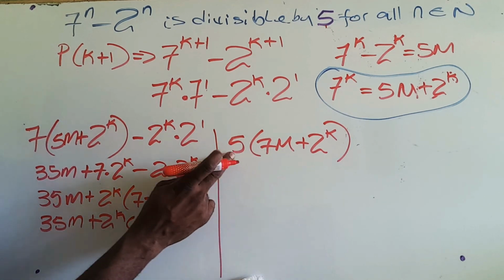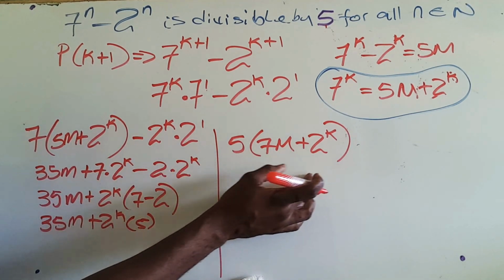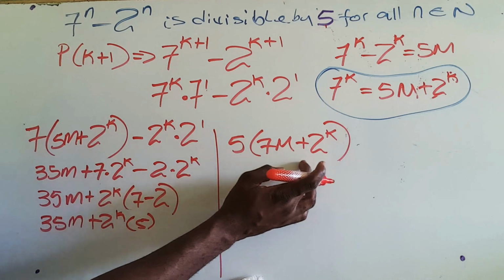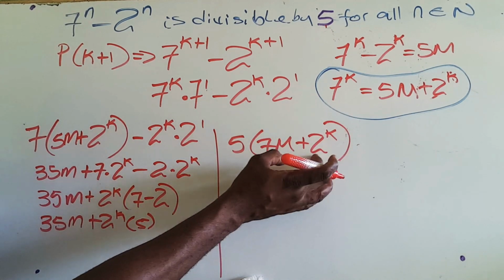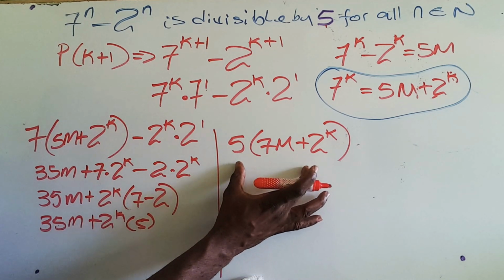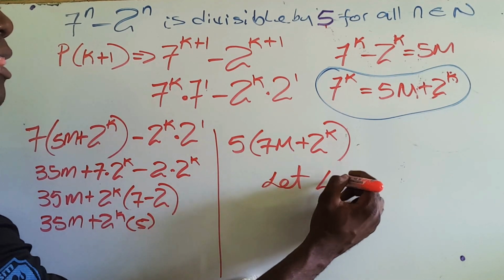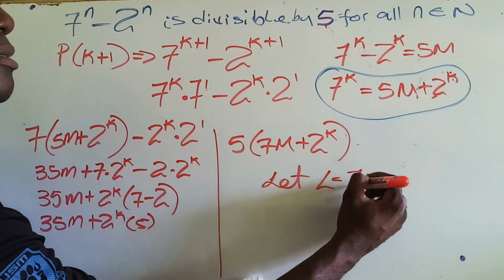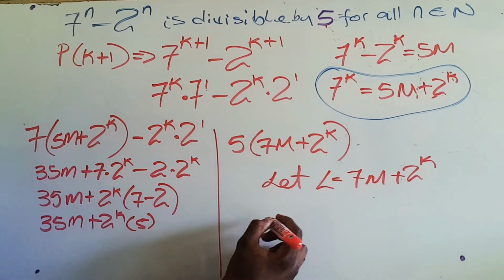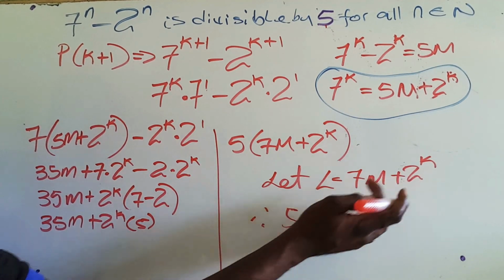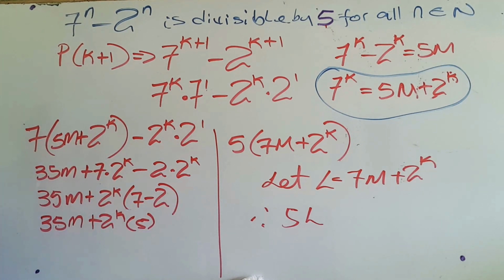Now I'm getting my factor, because as you can see, this would be a natural number, because m is a natural number times 7 is another natural number, and a natural number raised to a natural number will still give a natural number. So we can say that this is divisible by 5. Let L equal 7m plus 2 to the k. So technically you're seeing where we have 5L, where L is 7m plus 2 to the k. And there you have it, the proof that 7 to the n minus 2 to the n is divisible by 5 for all natural numbers.